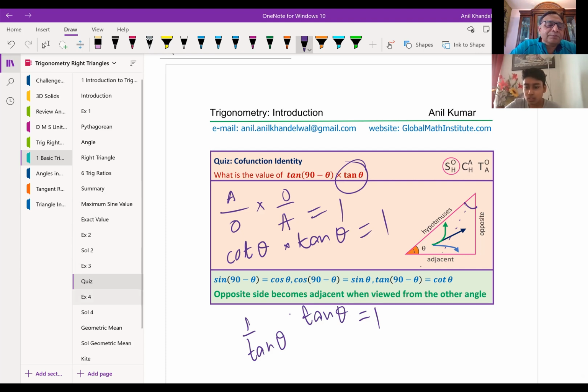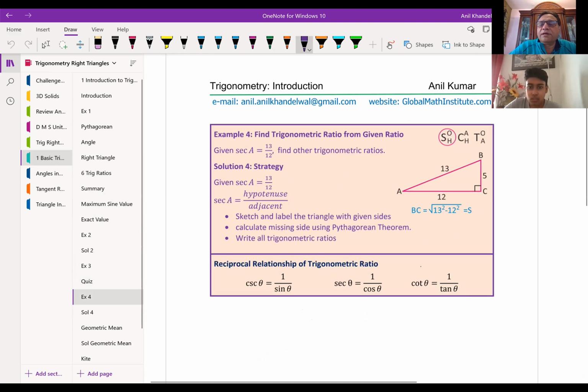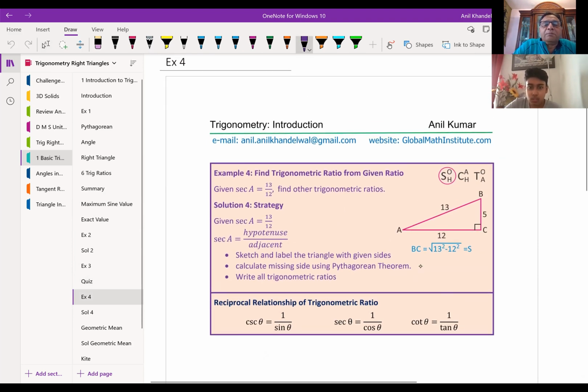Now let's take another example. In this example, we have a right angle triangle, but we are saying secant A is 13 over 12. You understand what secant A is? Secant is the reciprocal of cosine. So secant A will be hypotenuse over adjacent. So when we say secant A is 13 over 12, that means if you make a right angle triangle, you can write 13 for the hypotenuse and 12 for the adjacent side and for the angle A. Is that clear to you?